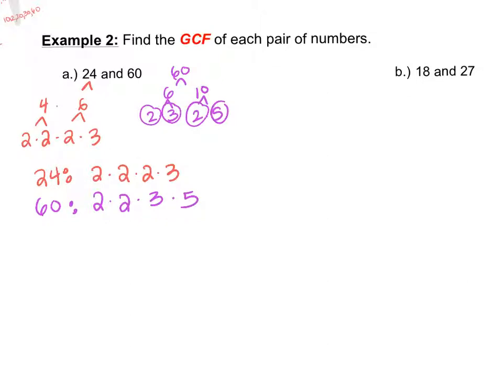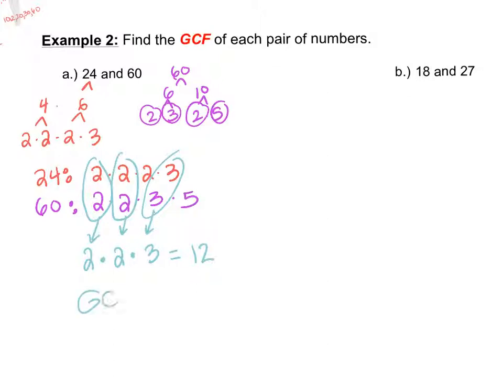Now the approach that we take with prime factors is you circle all of the factors they have in common. We have a 2, we have another 2, and we have a 3. 2 times 2 times 3 gives you 12. So that means that the greatest common factor is 12. So that's another way of doing it.